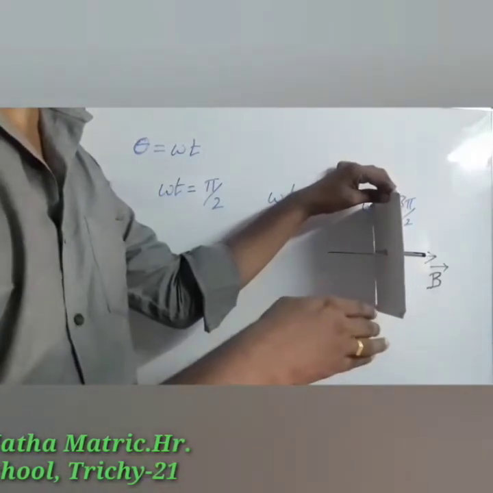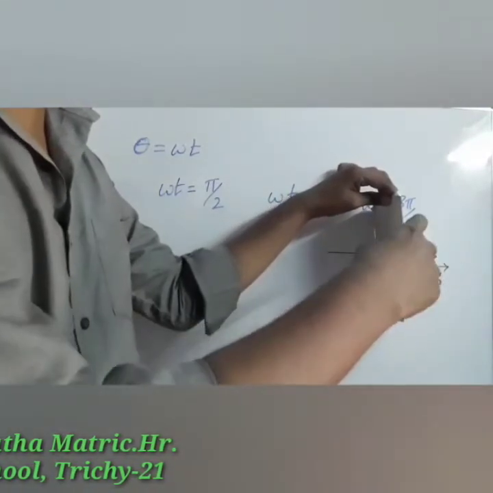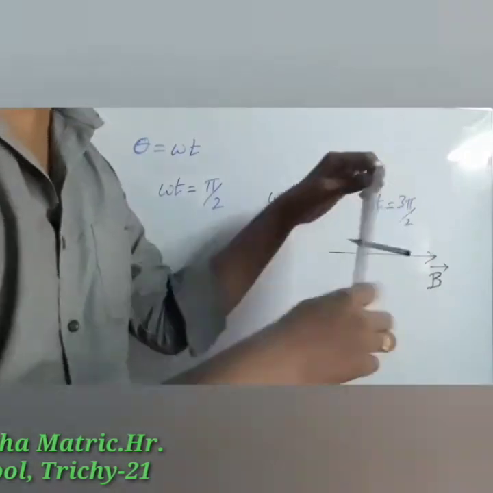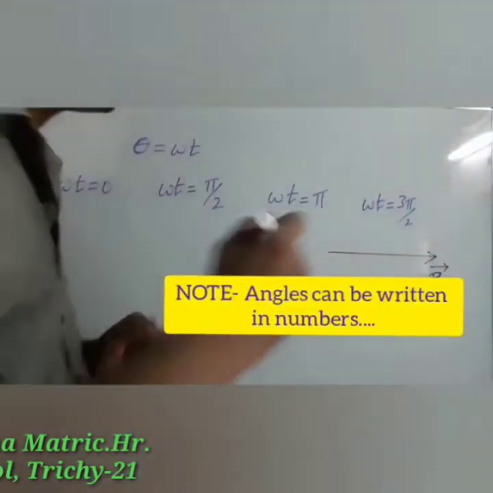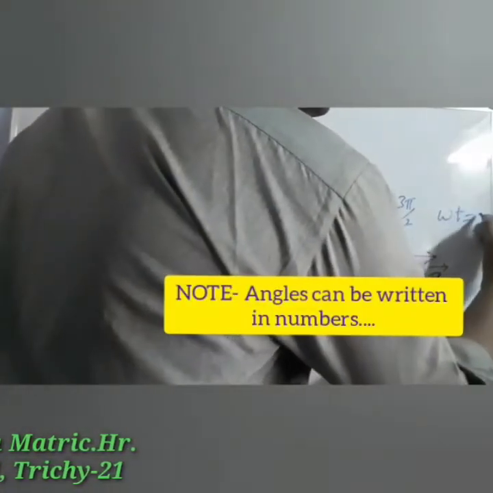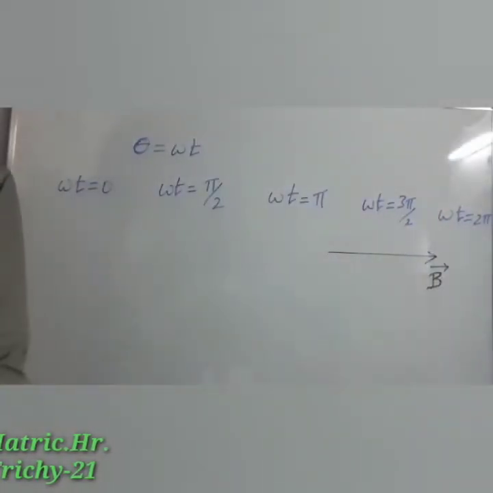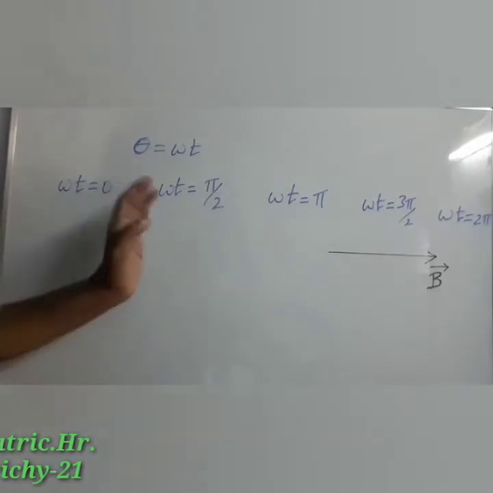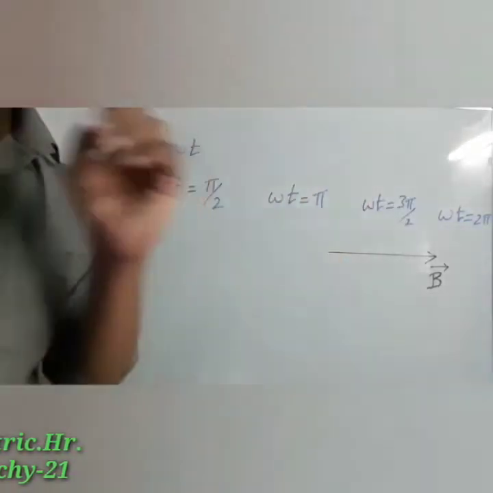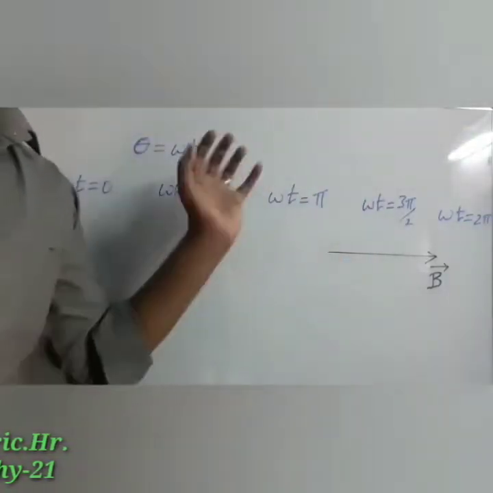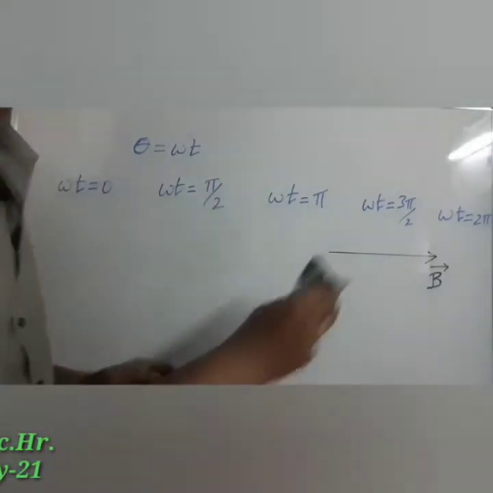Once again, after a full rotation, it comes to the initial position itself. Now what is the angle? 360. One rotation is completed, so the angle is now 360. How can we write 360? Omega t is equal to 2 pi. Now we have the different angles. For those different time angles, we have to find the induced EMF in the coil.